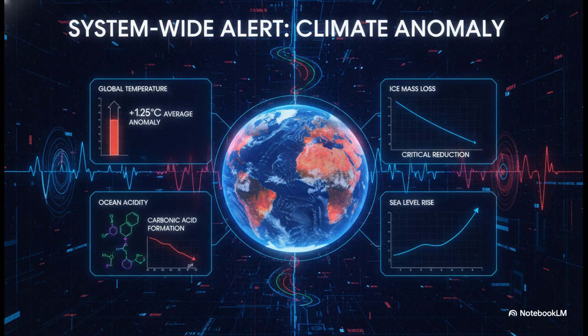We're currently seeing an average global surface temperature anomaly of about 1.25 degrees Celsius above the historical baseline. Satellites are recording massive losses of ice mass from Antarctica and Greenland every single year. Plus, all that CO2 dissolving into the ocean is creating carbonic acid, raising acidity levels and threatening the base of marine ecosystems. And of course, as the ice melts and the ocean water physically expands from the trapped heat, we're tracking a distinct eustatic sea level rise that directly threatens coastal cities worldwide.